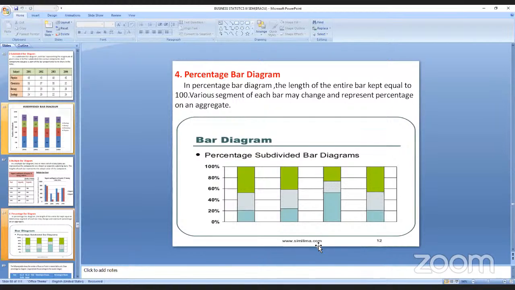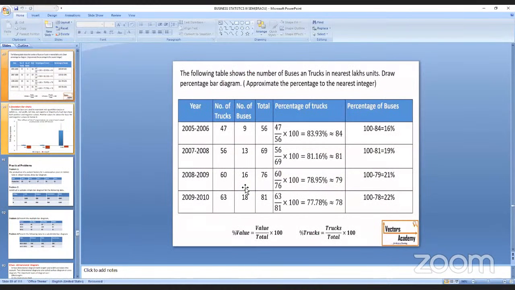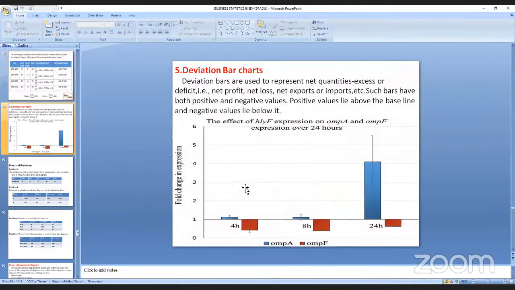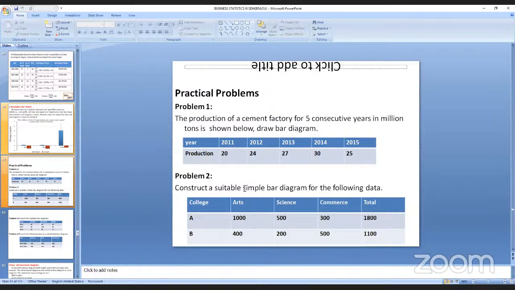And next is percentage. Percentage should always be kept equal to 100, and there we can have many changes to represent on the aggregate. And next one is a calculation, deviation. Here I have given the questions.